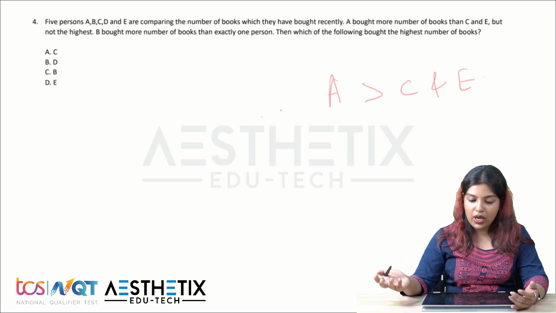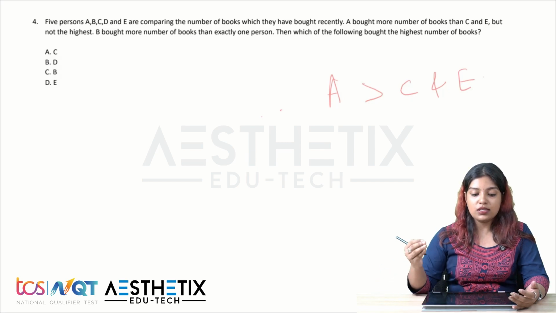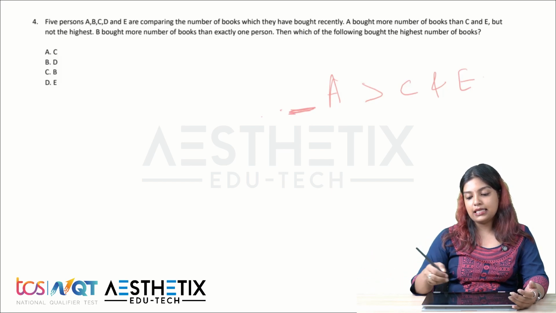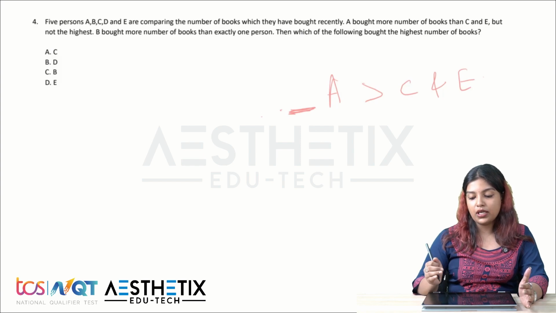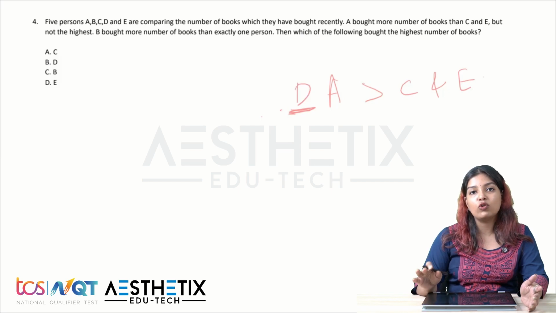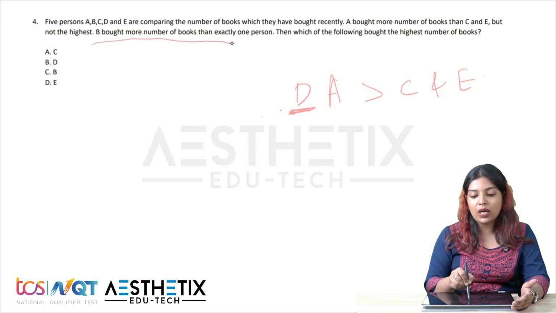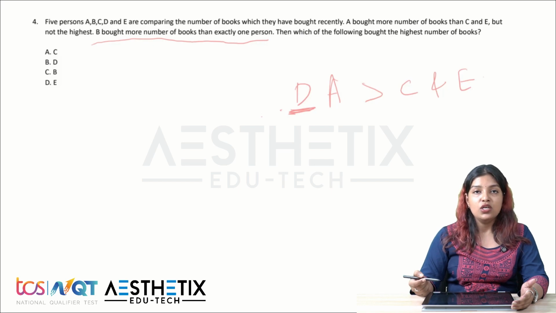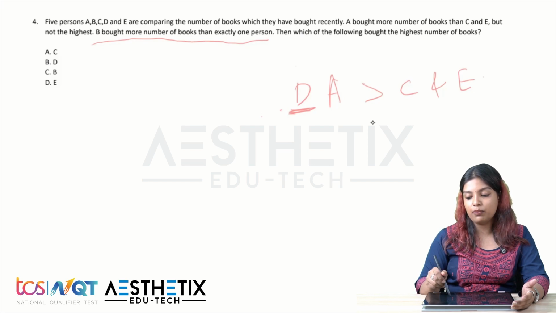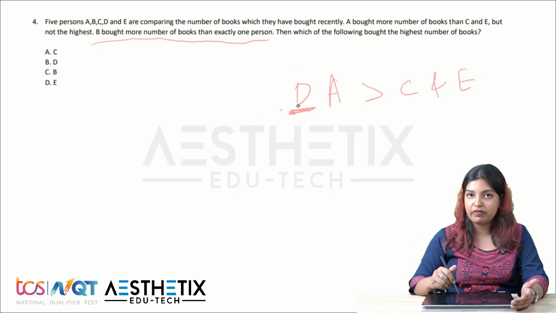So B bought more number of books than exactly one person is given. So definitely here there is one more person ahead of A, which means that there are two options here. Either B can come there or D can come there, but I'm marking D here because B definitely won't be the person who is ahead of A. Why is that? Because it is already mentioned B bought more number of books than exactly one person. Okay, so there is only one person who is behind B. So if I'm placing B here, there will definitely be 4 persons who will be behind B. So B is not the highest ranking person, it will definitely be D only.